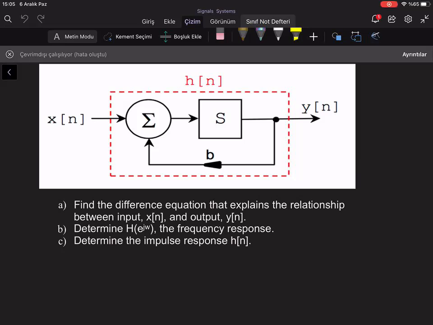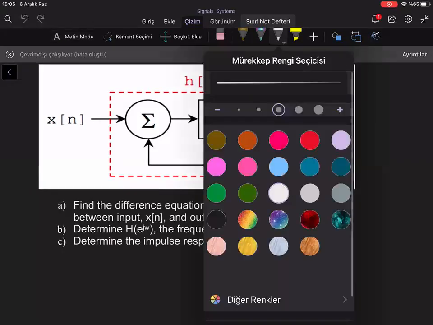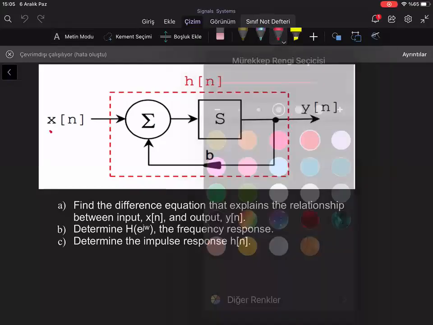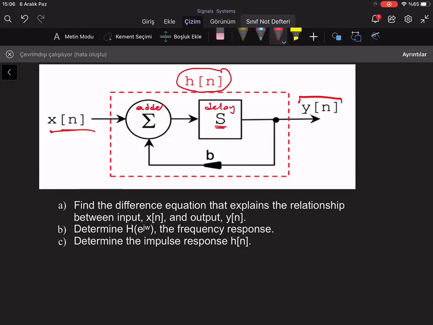Here you see one discrete time system, and our input is x of n, and our output is y of n. We have the impulse response h of n. We have a sum adder here, which takes the summation of the inputs. This is a delay unit, called S, and then B is the multiplication, which multiplies the input and obtains B times something.